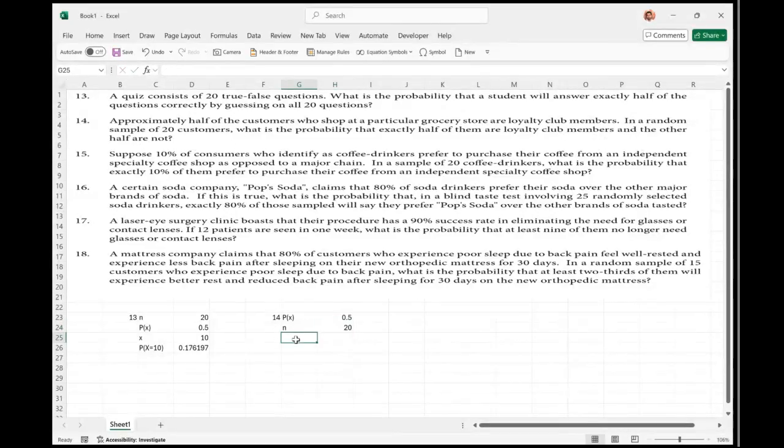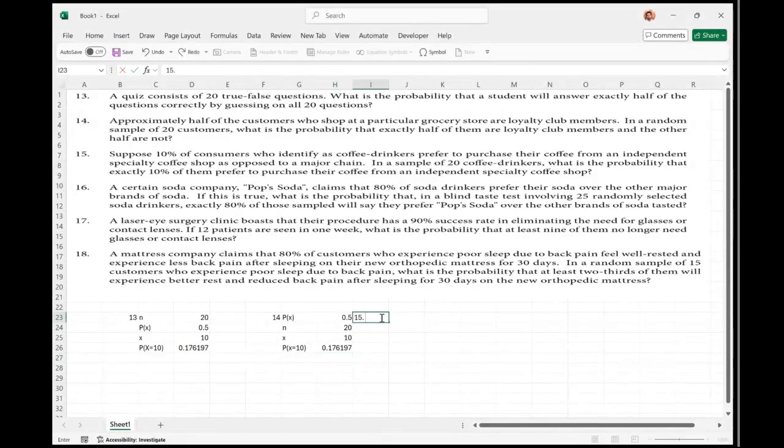So exactly the same thing we're going to do in this one, and the answer will be the same because all the numbers are the same. So probability X equal to 10, that's what we are looking for. And equal to binom.dist, and the value will be 10, comma, the n value is 20, comma, probability is 0.5, comma, we're looking for exact, so I'm going to use the false in this one. All right, let's look into question number 15 now.